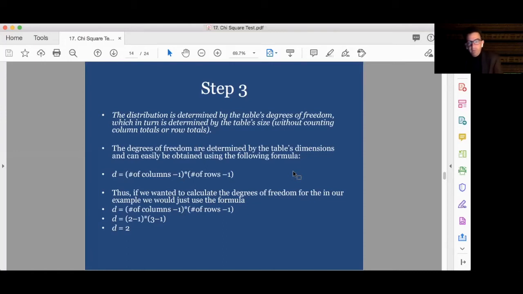All right, and the degrees of freedom for a chi-square distribution for a contingency table is given by a very, very simple formula. It's the number of columns minus 1 times the number of rows minus 1. Now, this is only the inside of the table. Do not count the totals.